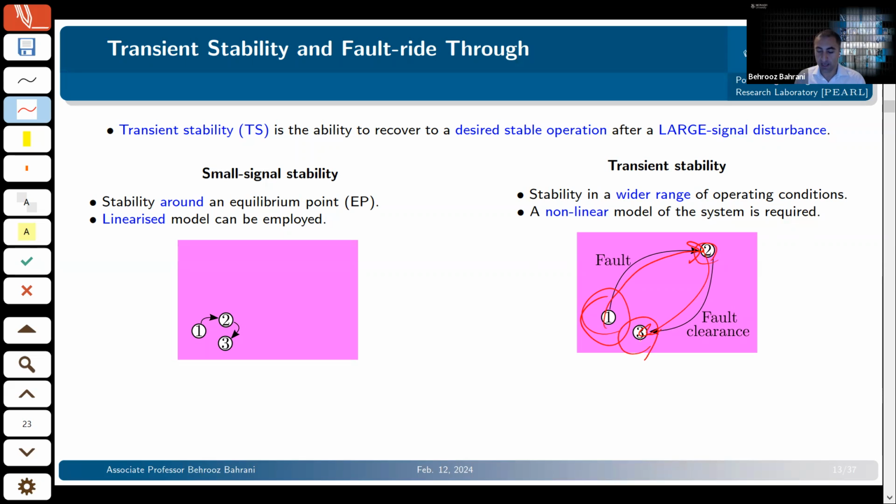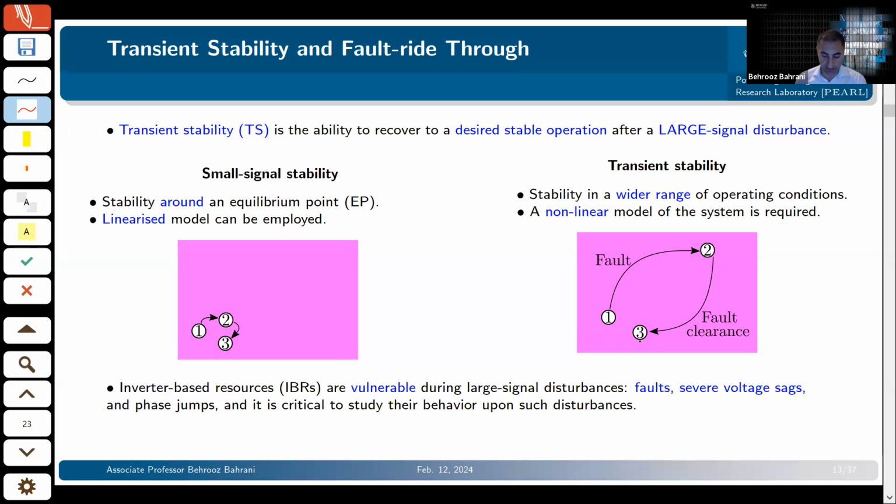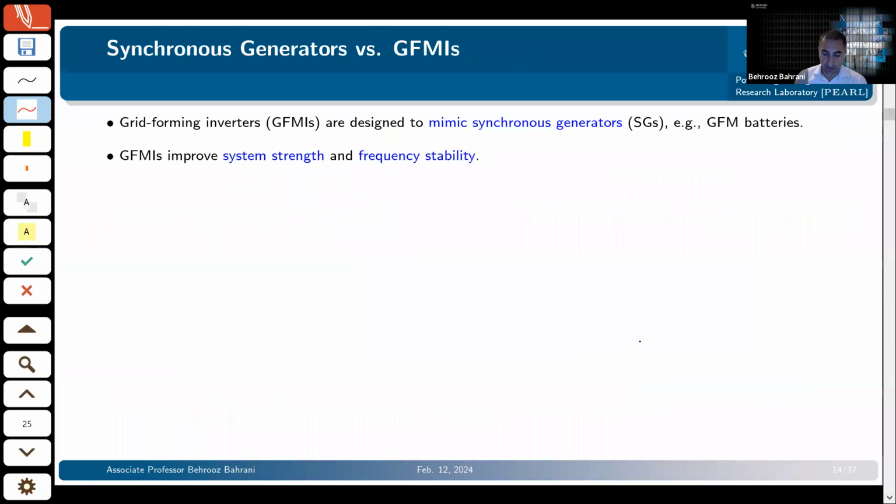A fault happens, you go to a new operating point far from your original operating point. Can you stably operate and come back to a stable operating point when the fault clears? So this is very important to know what happens to a grid-forming inverter and how it can maintain its stability. But this is a pretty well-established topic, particularly for synchronous generators.